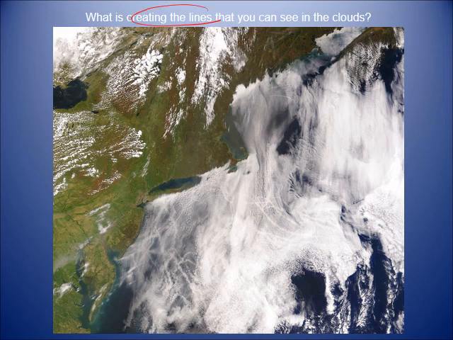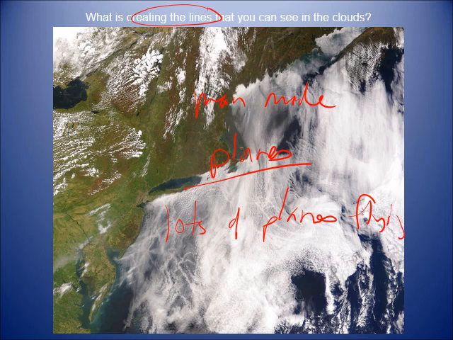So what's creating the lines in the clouds? What do you think? They are man-made. They're not natural. These are actually planes cutting through the atmosphere, releasing a vapor trail. So this picture is just meant to show you there are lots of planes flying. And that equals lots of CO2, which equals a lot of global warming.